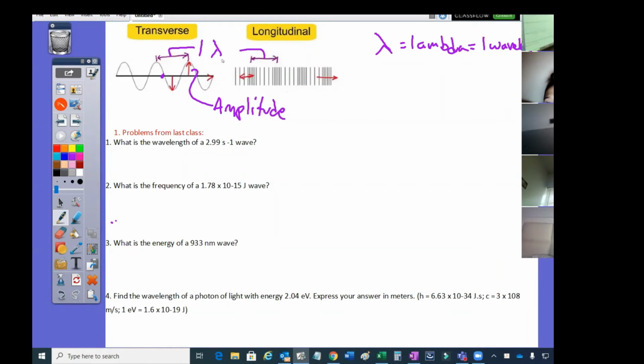And you can see on the longitudinal or compression wave, that distance is the distance from the center of the low density region to the center of the high density region. It's the amplitude.